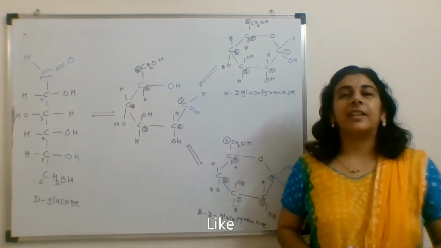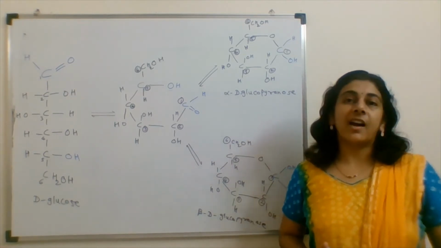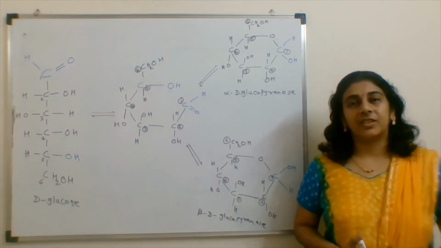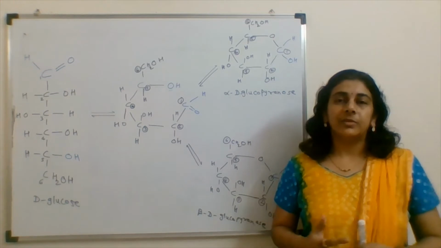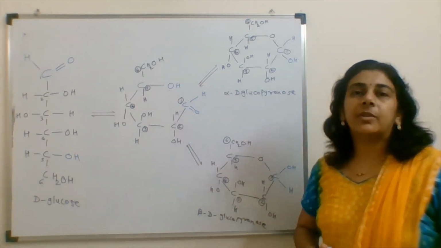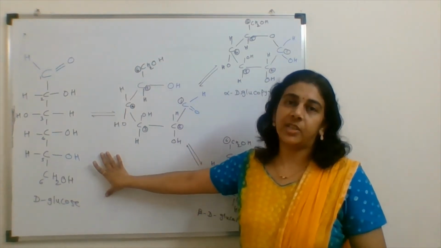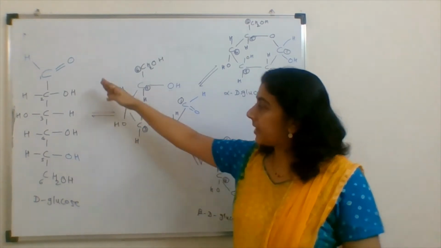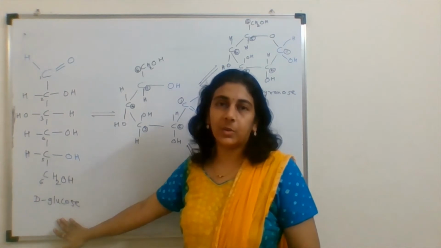Yes, for understanding this question, we'll go through what is this alpha bonding, beta bonding, what is alpha 1,4 linkage, beta 1,4 linkage. So let's go through this first. Here on the board I have drawn the structure of glucose. This is a straight chain structure of glucose. All of us know this structure. It is a 6 carbon sugar and it is D-glucose.